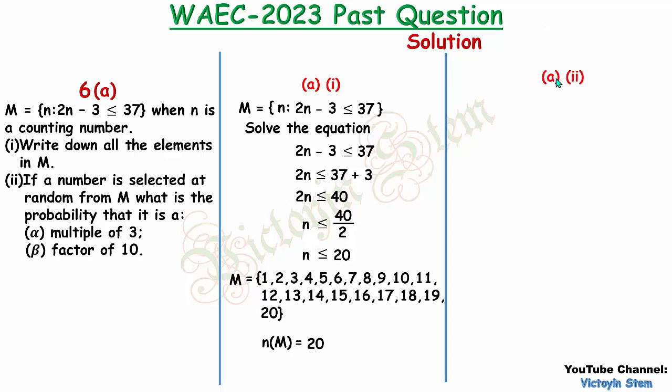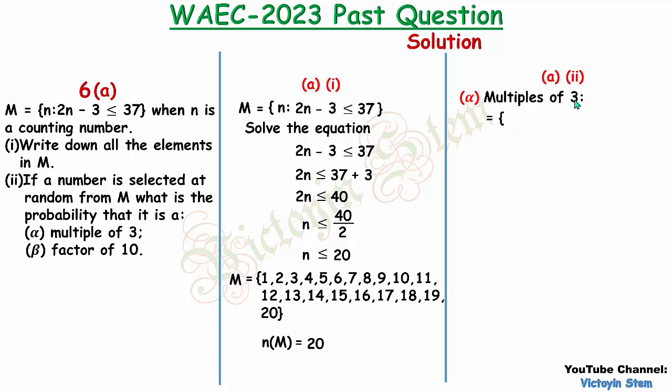Now to the second part of the question, that is 6AII. Here I'm expected to find, if a number is selected at random from M, the likelihood or the probability that it is a multiple of 3. Now the alpha part of the question. I need to get the numbers that are multiples of 3 and that are subsets of M. Remember I said M is likened to be the universal set in the question. Okay, so I'll open a curly bracket.